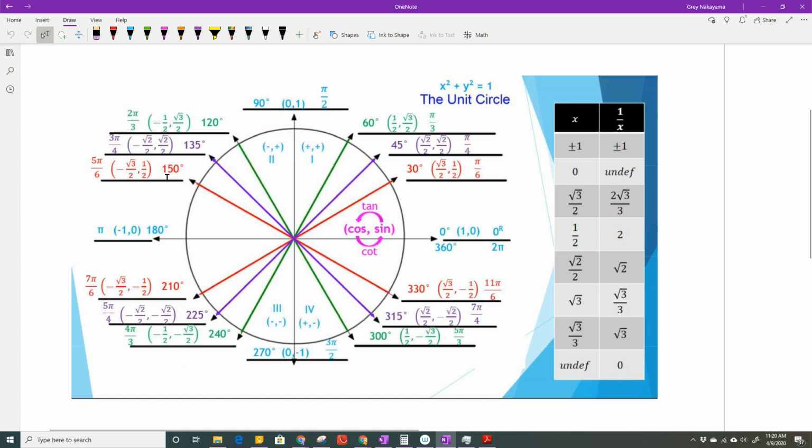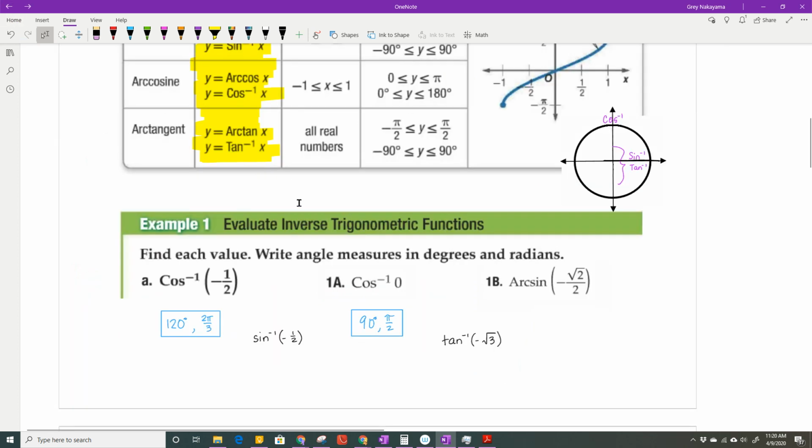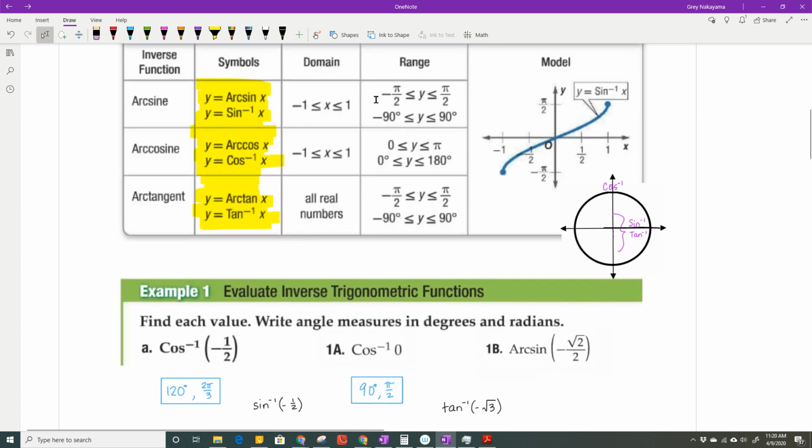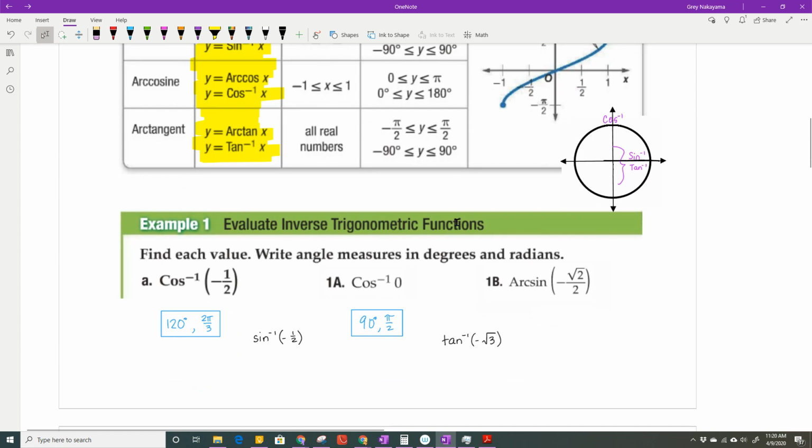Now, this is the tricky part of the arc sine, and arc tangent. It comes back up here. You always have to give the range between positive pi over 2 and negative pi over 2, or between negative 90 and positive 90, however you wish to see it. So even though on my unit circle it said 315 degrees, the answer that you give is going to be negative 45 degrees or negative pi over 4.